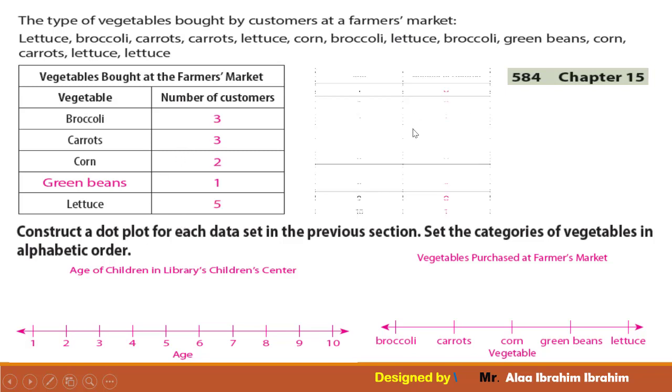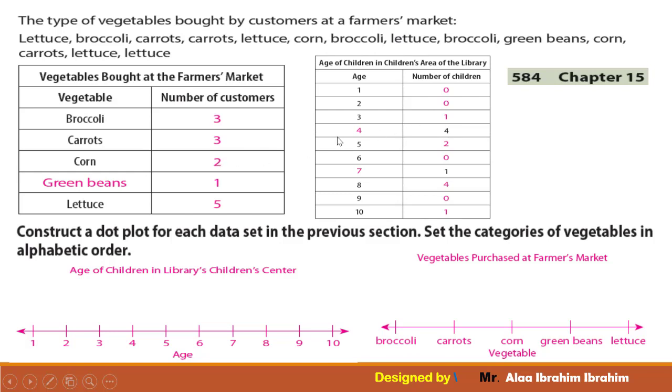So here I put the two tables, the table of the children from the last example and this example together, because I have to make the two dot plots, number 9. For the first, the age of children, I will make this from this table. I bring this from the other page to help me make my number line. Here there is nothing at 1 and 0. I start with 3 with 1 point, 4 with 4 points, 5 with 2 points, and so on. I think it's easy to make.